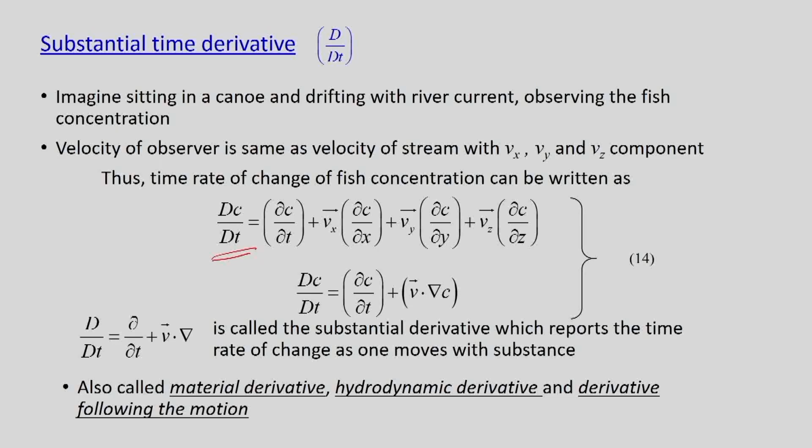So, this dC/dt is equal to the partial derivative of fish concentration with respect to time, plus Vx multiplied by the partial derivative of fish concentration with respect to the x direction, plus Vy times the partial derivative of fish concentration with respect to the y direction, plus Vz multiplied by the partial derivative of fish concentration with respect to the z direction. Now, this is much better than the total time derivative.